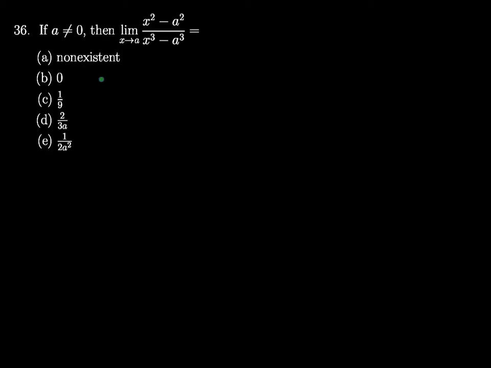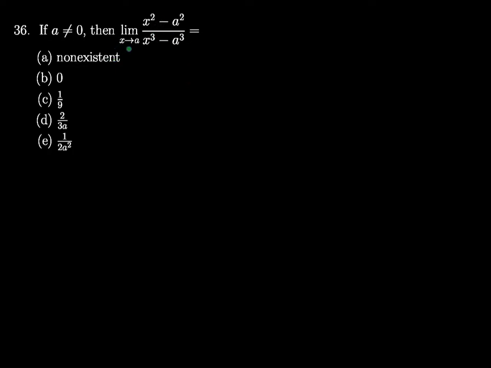36. If a is not equal to 0, then the limit as x goes to a of x squared minus a squared divided by x cubed minus a cubed equals what? Another problem that we don't need a calculator for. A calculator won't help us here. So let's look and see.